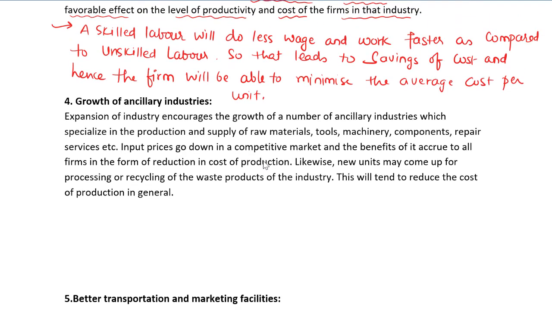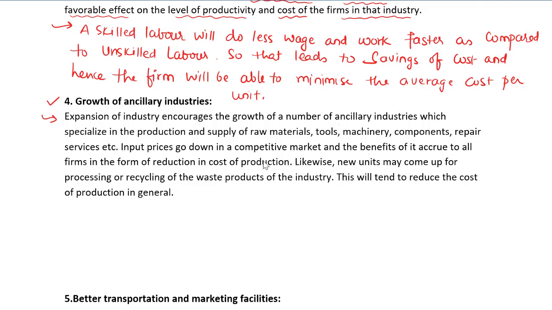Let's see the fourth point. Point number 4, growth of ancillary industries. Basically, what happens when a large industry is developed in some area, the small industries automatically develop in that area that work as the ancillary industry, that make tools for that industry or spares for that industry, and this will lead to a great help to the main industry, as well as a level of employment is also generated in that area.